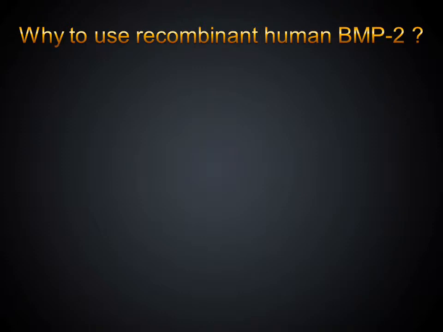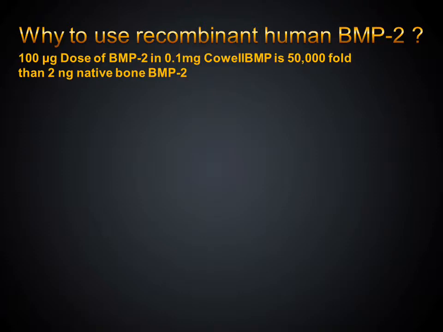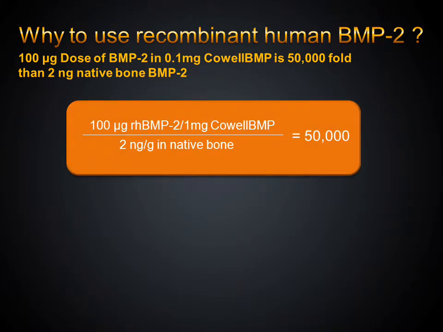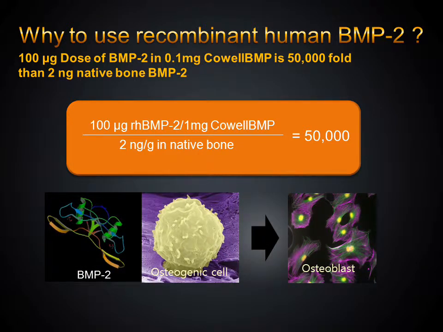Why is recombinant human BMP2 needed? BMP2 exists at about 2 nanograms per gram in native bone. The effective dose of BMP2 is about 0.1 mg per gram. 50 kilograms of human bone is needed for 100 mg of BMP. Mass production is impossible. For mass production, the human BMP2 gene can be transplanted into bacteria or animal cells. The cell is cultured and secretes BMP. BMP is collected and purified for clinical use.